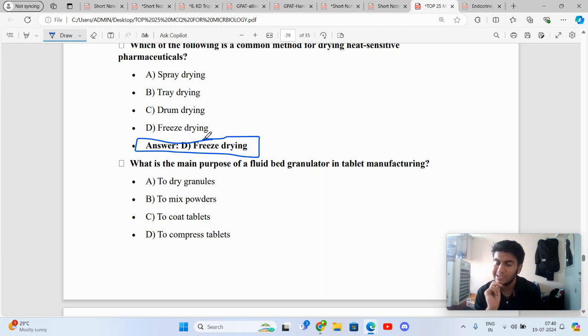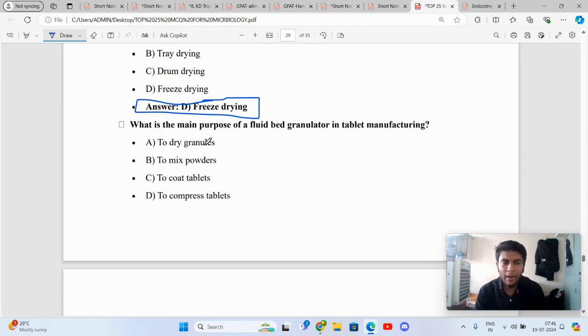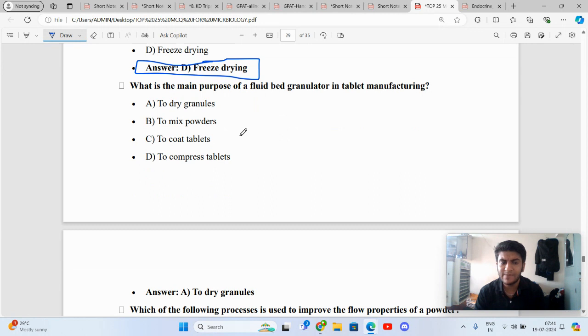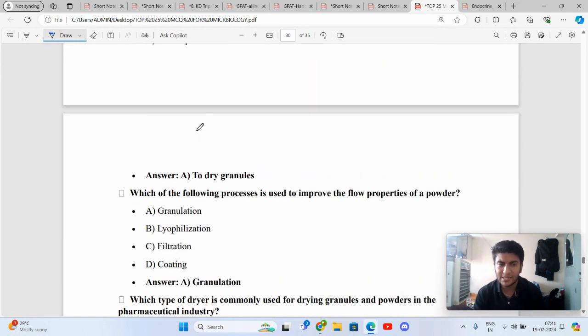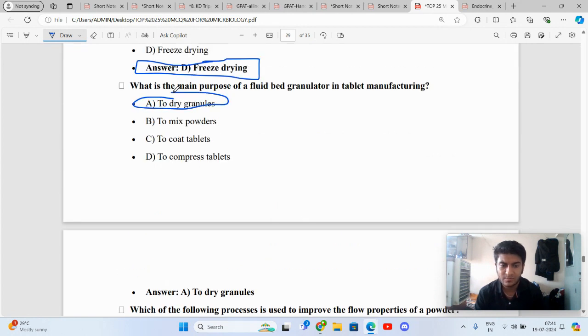So, spray drying method you cannot apply only because there's heat, right? Well, what is the main purpose of fluidized bed granulator? The fluidized bed granulator is used to dry as well as coat. So drying as well as coating, but sometimes coating is an additional thing. Main purpose is for drying. So the right answer has to be dry the granules.